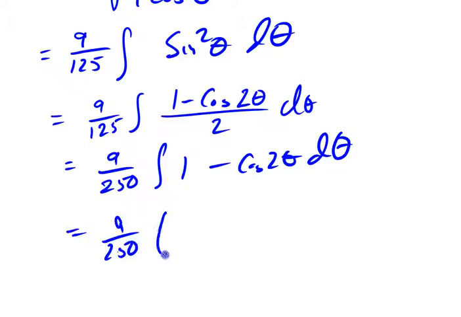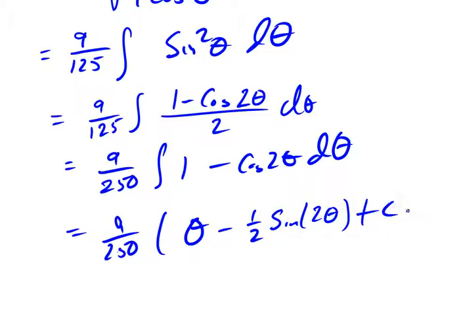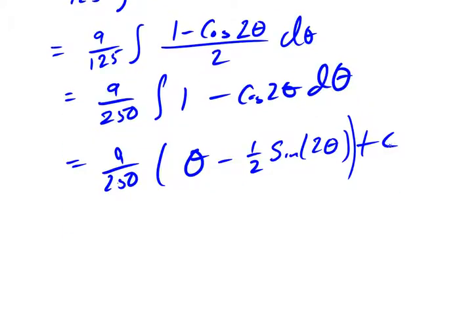The 1 is easy enough to integrate. That's just theta. This one takes a u substitution with u equals 2 theta. So I end up with 1/2 the sine of 2 theta plus a constant.